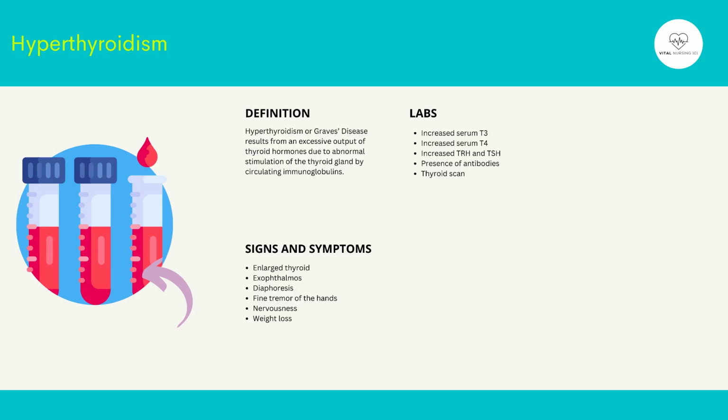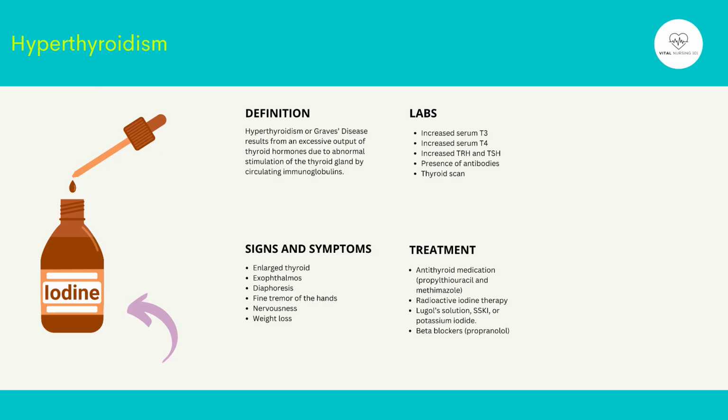Now let's go over important labs and diagnostics. For a patient with hyperthyroidism, there will be increased serum T3, increased serum T4, and increased TRH and TSH if the pituitary gland is the cause of hyperthyroidism. Additionally, there will be the presence of antibodies if the cause is Graves' disease. A thyroid scan will reveal an enlarged thyroid.